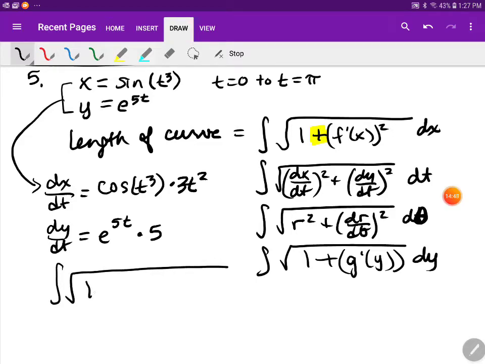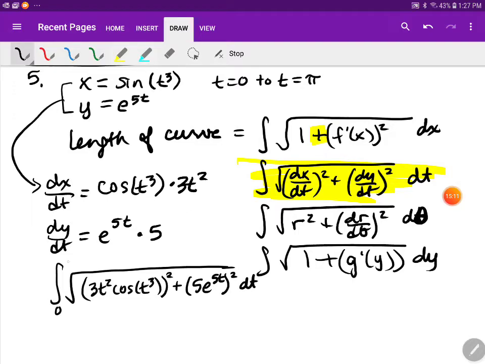And then you're going to substitute that into this formula. So I'm going to use the middle one, because I have parametric. And that's the square root of dx dt, which is 3t squared cosine of t cubed, squared plus 5e to the 5t squared, and then dt from 0 to pi, which is the information they gave us in the beginning. Okay, and it is a t, so we're good, but you want to definitely pay attention to the letters, because if they had said x, then we would have had to convert it into t.